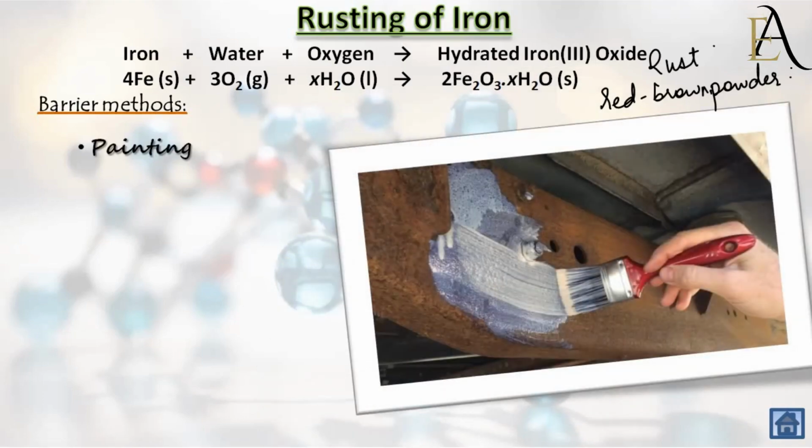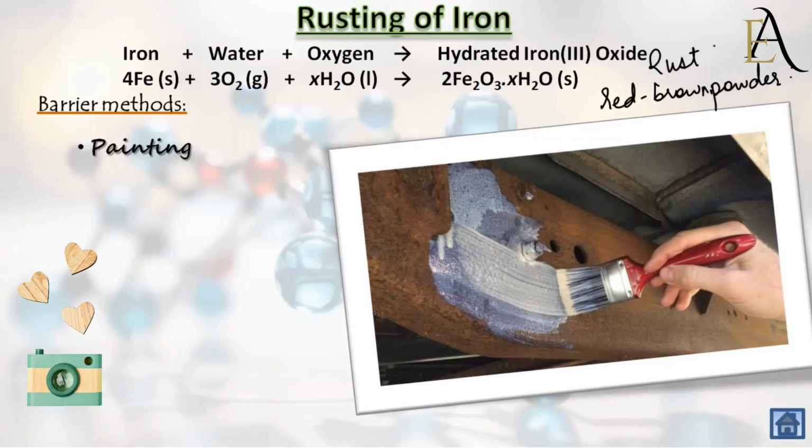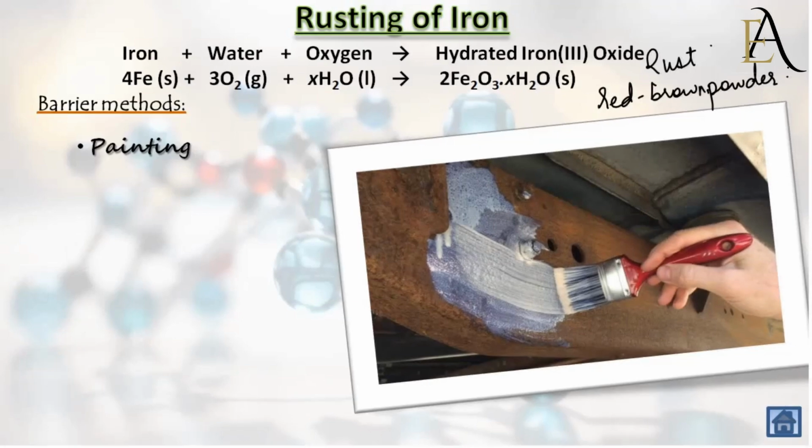Painting. As we all know, we usually use this on all our iron objects. This is an easy method and commonly used everywhere. We can see painting of chairs, gates, bridges, ships. These paint layers help in protecting iron, and we can repaint it the moment the paint fades or comes off.